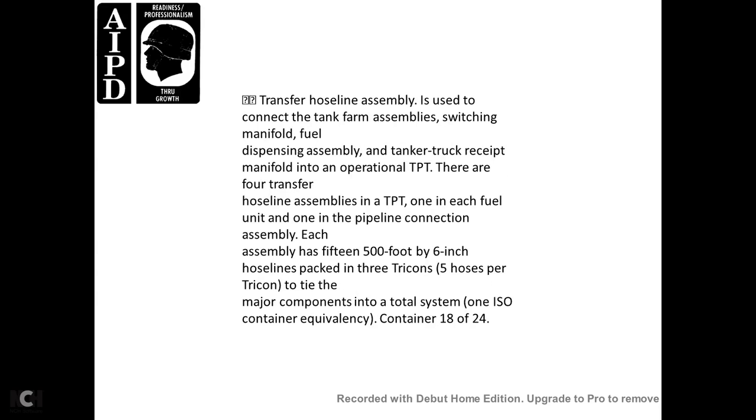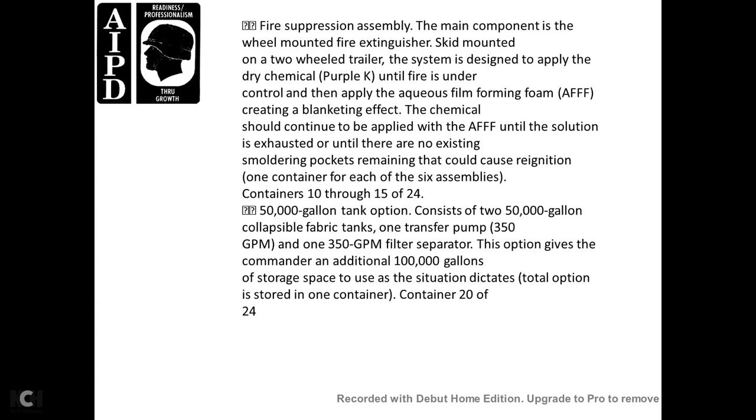The transfer hose line assembly is used to connect the tank farm assembly, the manifold, and the fuel dispensing assembly with the tanker truck receipt manifold operation of the Tactical Petroleum Terminal. There are 4 transfer hose line assemblies in a Tactical Petroleum Terminal: 1 in each of the fuel units, and 1 in the pipeline connection assembly. Each assembly has 500 feet of 6-inch hose line packed in 3 tricons, 5 hoses per tricon, as major components in the total system. One ISO container equivalent, containers 18 and 24.